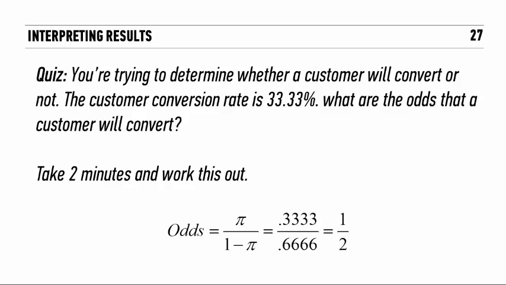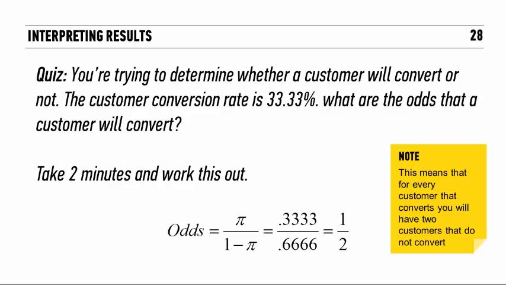Given the previous example I just shared, this should be rather straightforward. The odds that a customer will convert are the probability of conversion, given in this problem statement to be 33%, divided by the probability of the complement of that event. And so for every 2 customers that do not convert, you should have 1 customer that does convert.